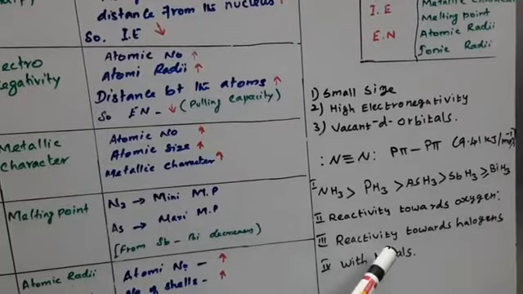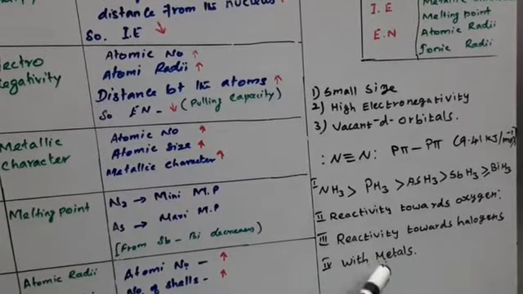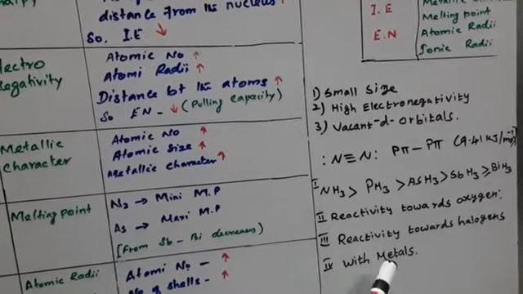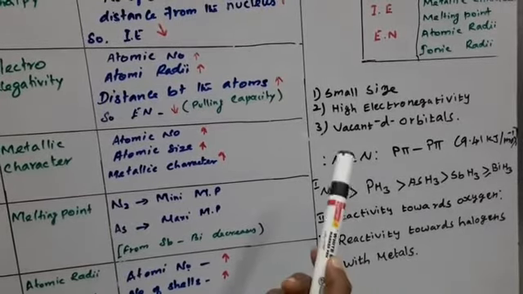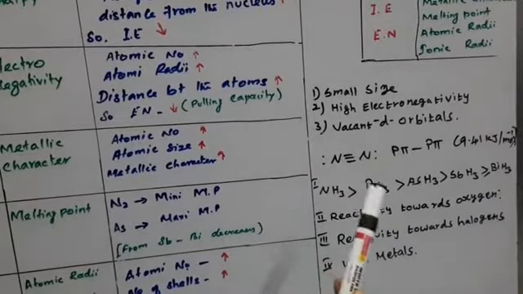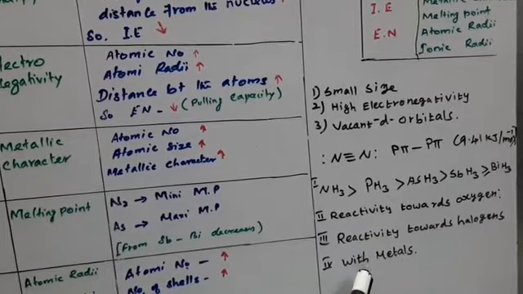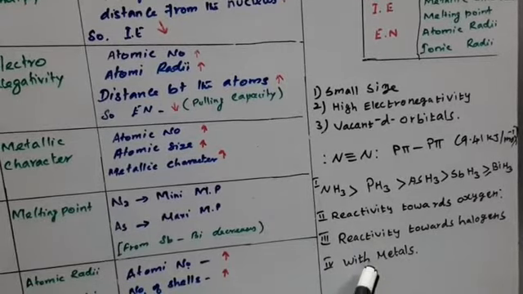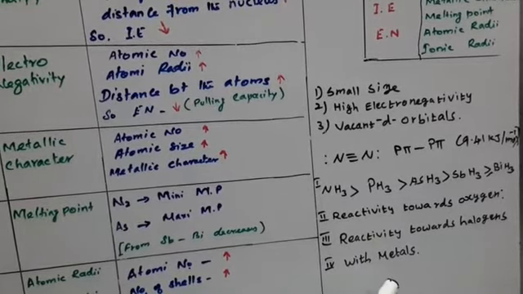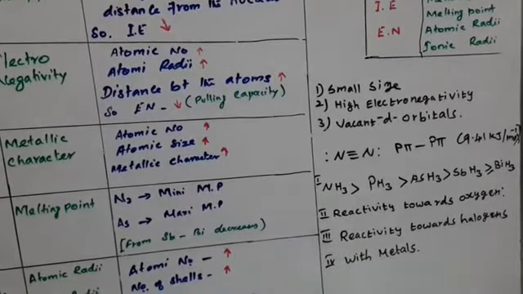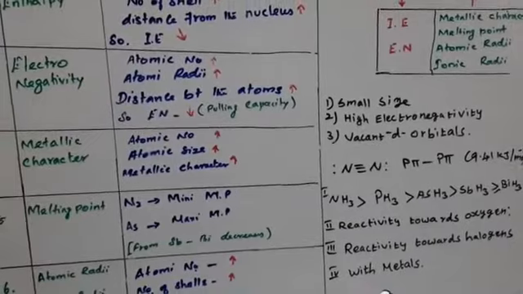And reactivity towards halogens: the group 15 elements react with halogens to form trihalides and pentahalides, like PCl3 and PCl5. Okay, and with metals, the group 15 elements also react to form metal carbides. Okay, that's all, children, for physical properties.